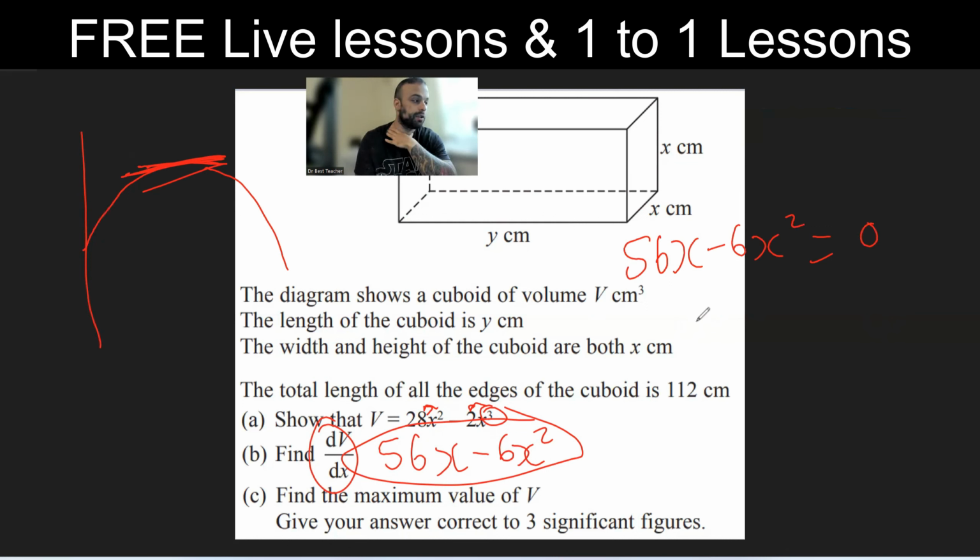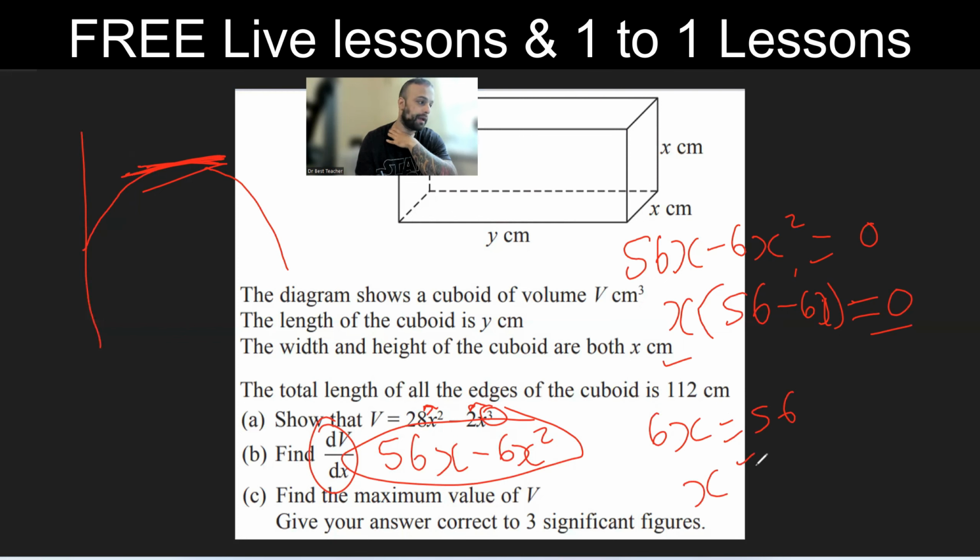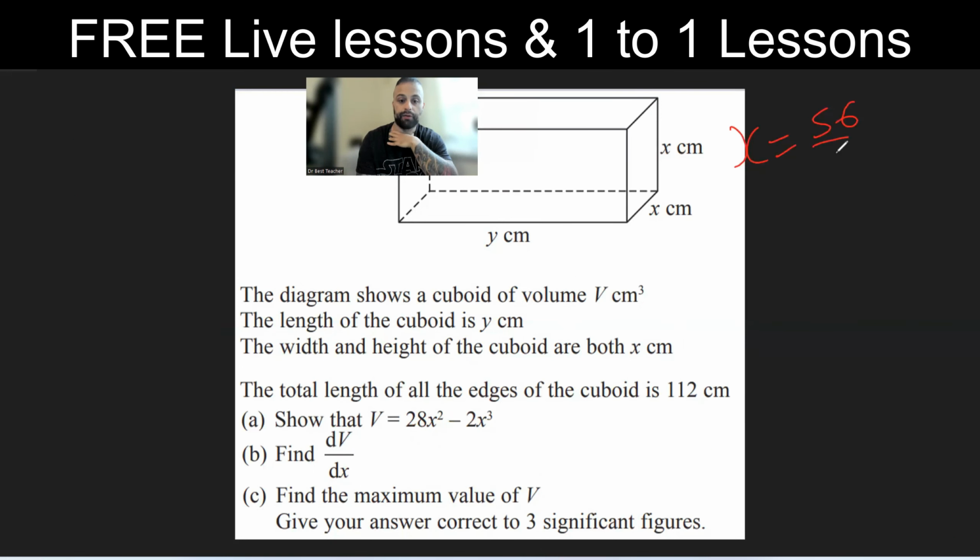If you rearrange this, what you should get is x bracket 56 minus 6x equals 0. X is equal to 0, or 6x is equal to 56, so x is 56 divided by 6, and you should get 28 over 3. So we're looking for x has to be a positive value, cannot be 0, nor can it be negative. So that is the value of x. But they want the maximum V value. So we've got now what our x is. So x is 56 over 3.